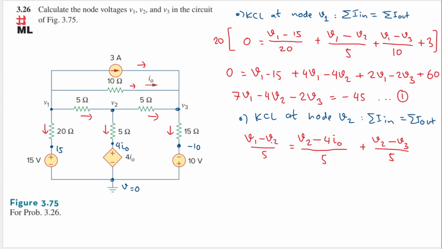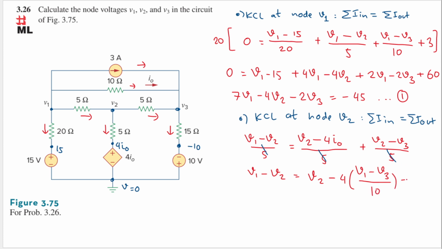So we will have only the numerators. So we will have V1 minus V2, and that will equal V2 minus 4I0 plus V2 minus V3. However, I0 is that one, so I will have V1 minus V3 divided by 10.